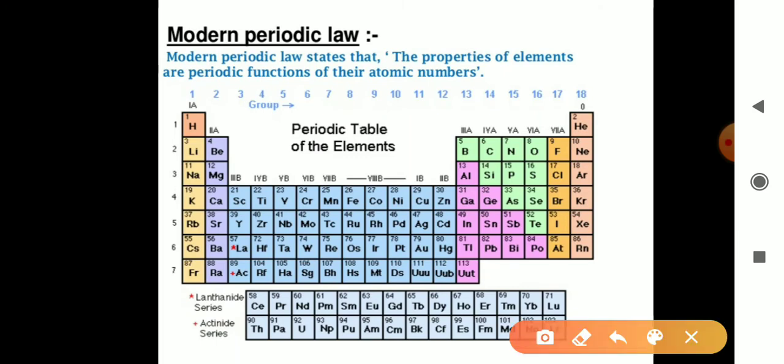So if we consider one period, suppose the fourth period, then for the fourth period all the elements, that is, the first element is here K, that is potassium, and the last element we can see here is Kr, that is krypton. So all these elements from K, potassium, to krypton, total 18 elements. All these 18 elements have this structure: a nucleus, and around the nucleus there are shells.